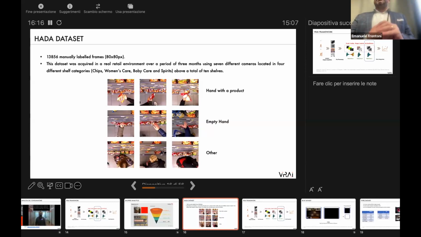If you want to use the data sets, this is a huge amount of pictures of hands entering a shelf and exiting a shelf with different SKUs in them.